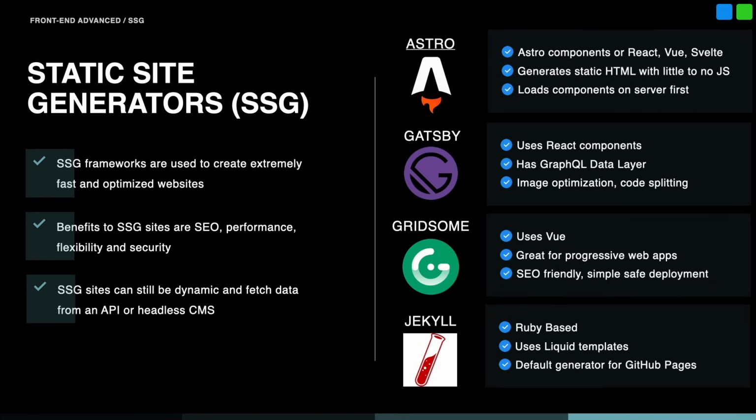So if you have a blog or something like that, you can store the posts, whether it's in Markdown files or an API or a Headless CMS. Gatsby has all kinds of features that can help you fetch that data. And there's features like image optimization, code splitting, and more.